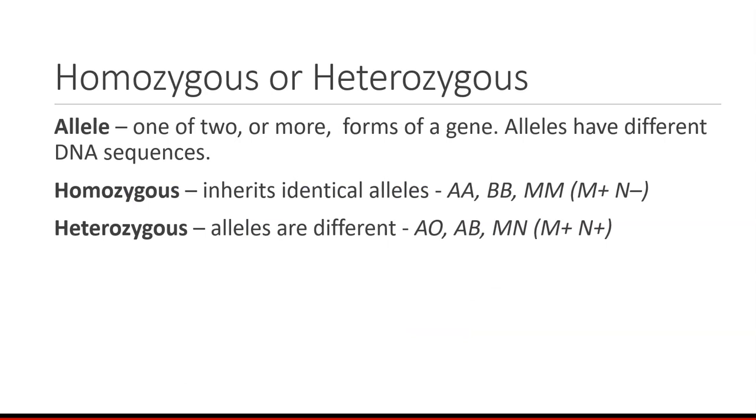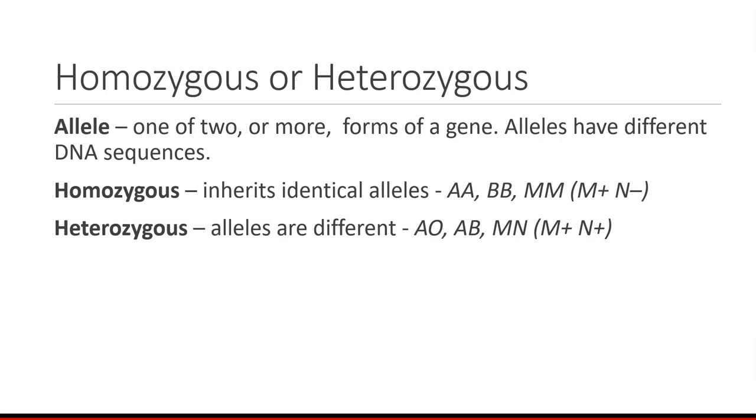You need to be very familiar with the terms homozygous or heterozygous and what they mean. An allele is one of two or more forms of a gene, and alleles have different DNA sequences. If you have a homozygous person, they inherit identical alleles. So these are some blood group antigens. AA simply means that the person is homozygous for group A. This is their genotype. The phenotype are the actual antigens we can detect. And again, BB would be homozygous, MM would be homozygous.